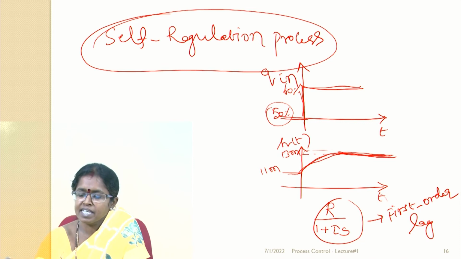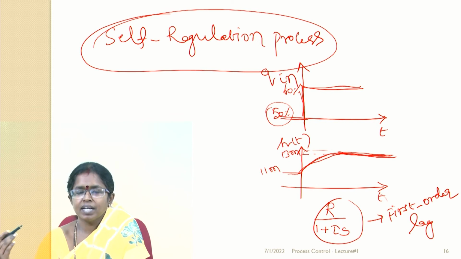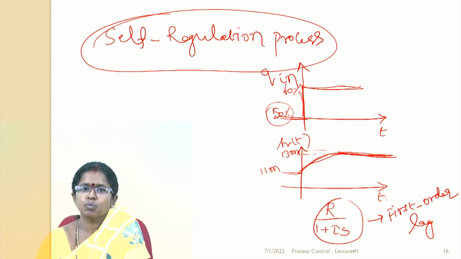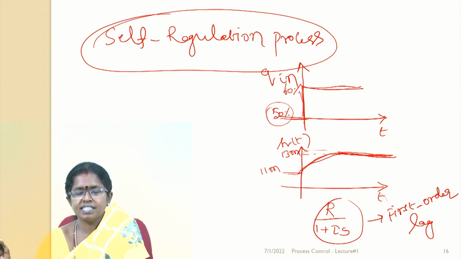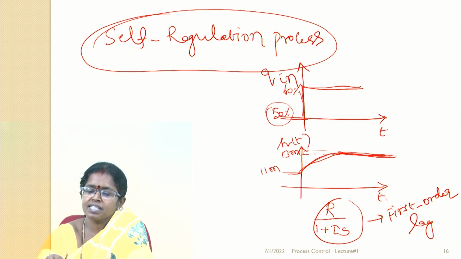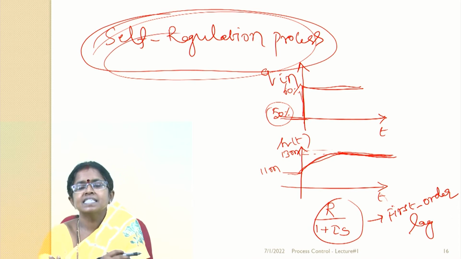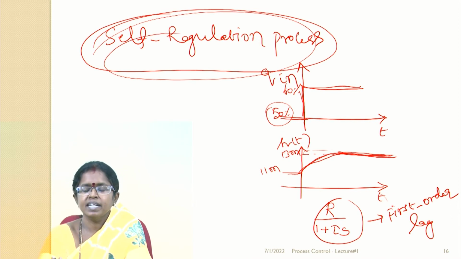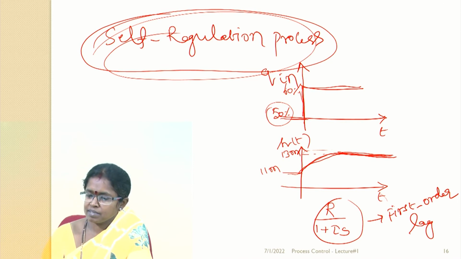Suppose if I change, instead of 60%, I can change my inlet flow rate to 70% or 80%, even 100%. What will happen to the level is, it will reach the subsequent values, maybe 15 meter or 17 meter or 20 meter. Finally, it will reach some steady state value. So this kind of processes are called as self-regulation process, right? Now hope you understood what is meant by self-regulation process.